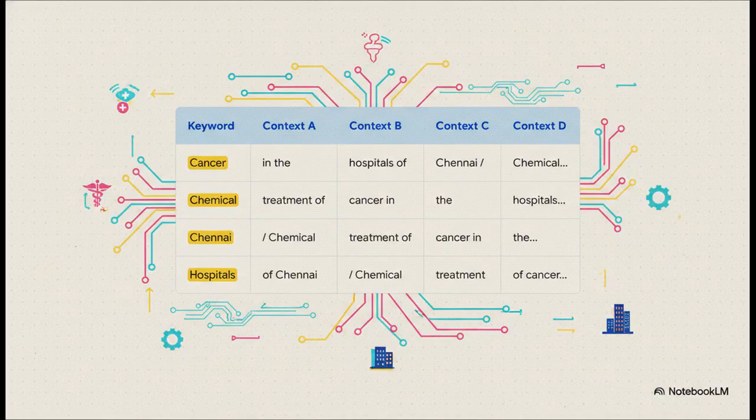And this is what it looked like. You take a title, like Chemical Treatment of Cancer in the Hospitals of Chennai, and the computer just rotates it for every keyword. See how all the main words are lined up in the middle? You could just scan down that column with your eye, find your term, and immediately see the context it came from. It was ridiculously fast, totally automatic, and an absolute revolution.